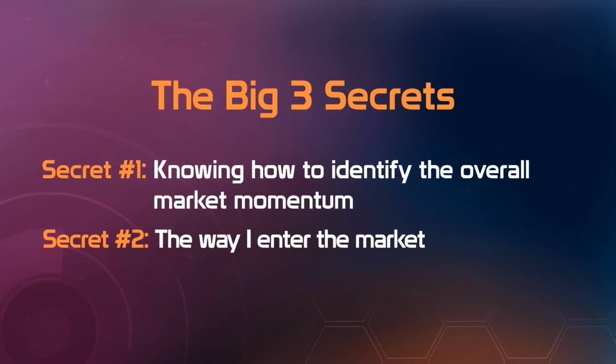Now, secret number 2 is the way I enter the market. I've spent years honing this part of my craft, and by using data from multiple time compressions, along with a proprietary technique, my entries have become laser accurate. And secret number 3, and probably the most powerful part of the strategy, are my exits. I've developed a system of targets that allow me to get out at the optimal time, resulting in much bigger profits. So let me show you how this works in great detail.